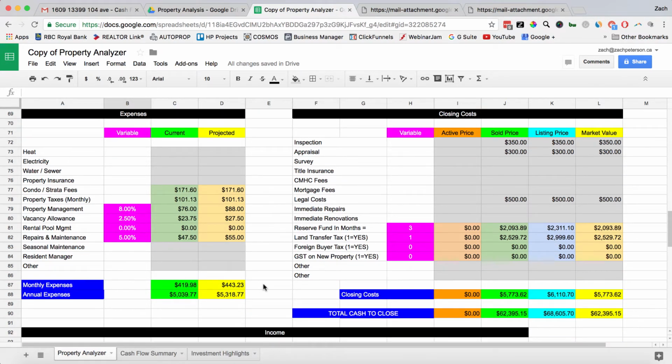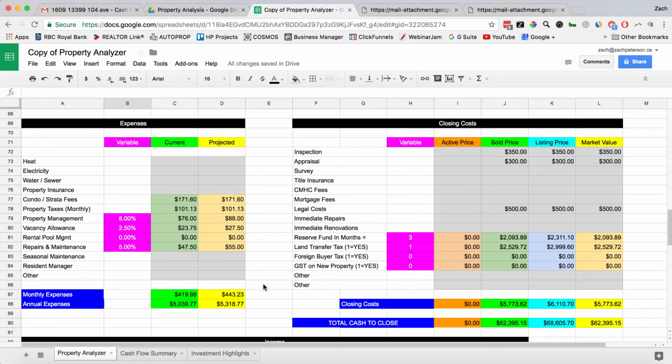I just try and be as close as I can with my estimates. So next, what are the expenses going to be? If the tenant isn't paying these expenses, then you're going to want to include heat, electricity, water, sewer, property insurance, that kind of stuff. If it's a condo, there's going to be strata fees, property taxes monthly. So I've taken the gross property taxes for the year divided by 12 to tell you what your monthly property taxes are going to be.